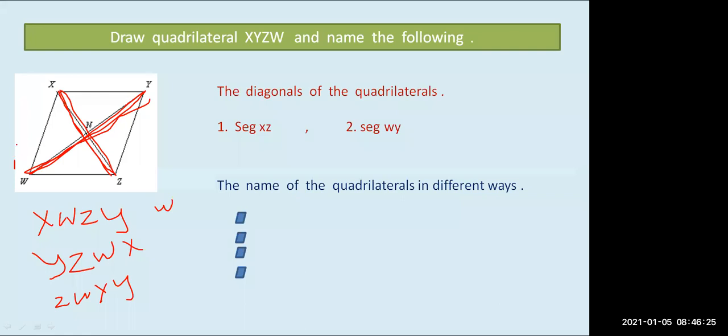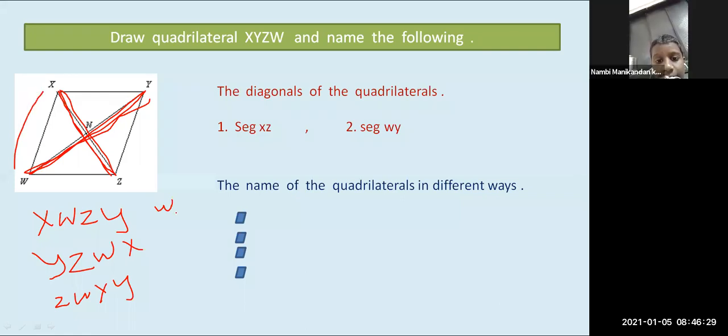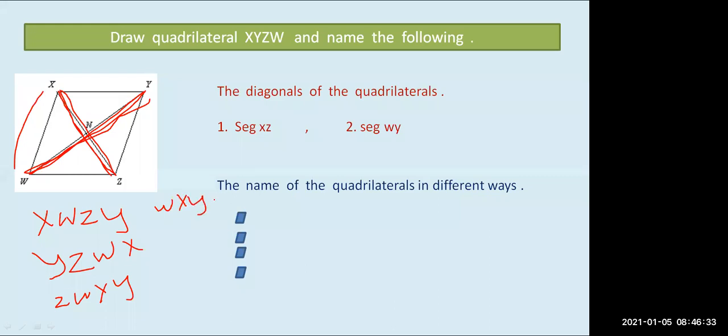See, W is here, X is here. How can I jump to Z? W, X, Y, Z. Okay. So we have these 4 names over here.